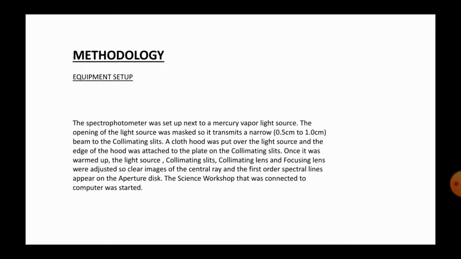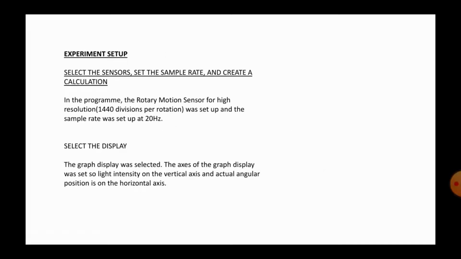For the methodology part, it will start like this. Set the spectrophotometer next to the mercury vapor light source. Mask the light so that it narrows the beam to the collimating slits. Once warmed up, we align to get a clear image. I'm only going through this briefly. Then set the rotary motion to high resolution and the sample rate at 20 Hz. Later, select graph display. The vertical axis must be light intensity, while the horizontal axis must be the angular position.